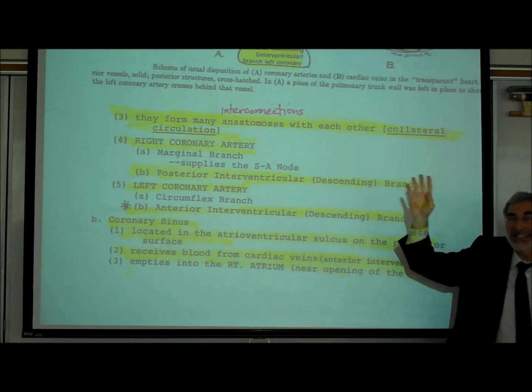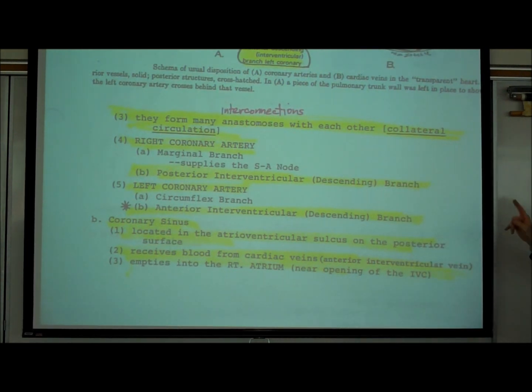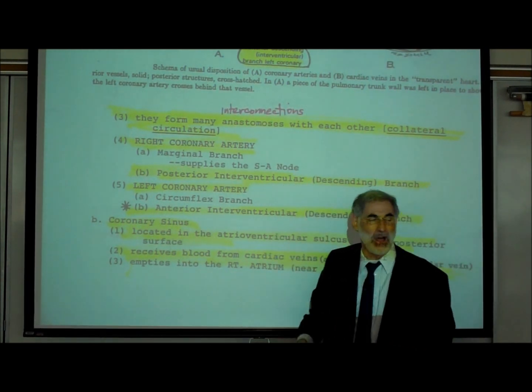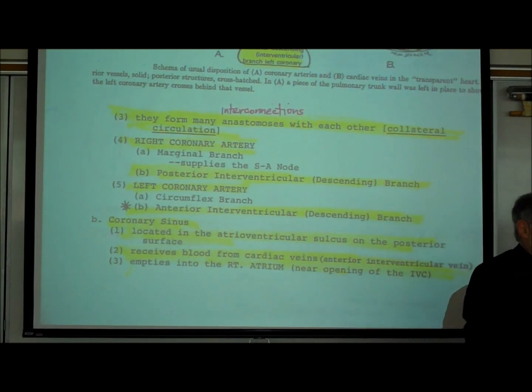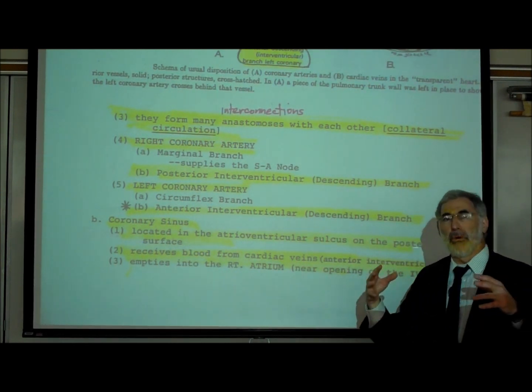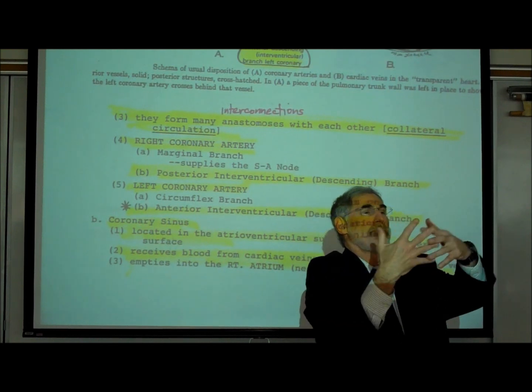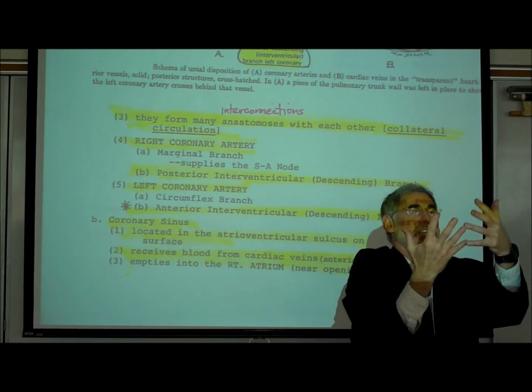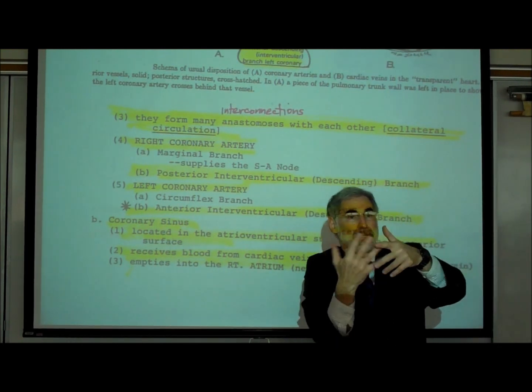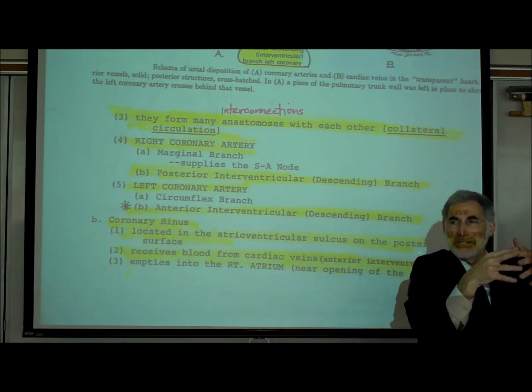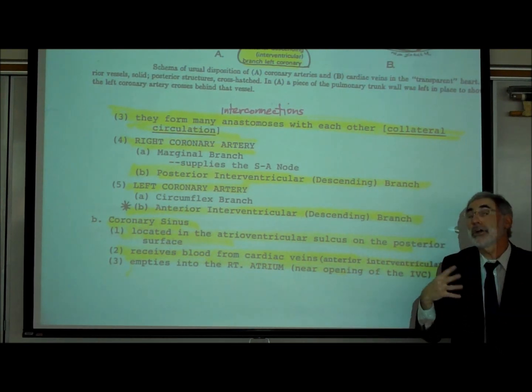This is also known as collateral circulation. And yes, I want you to know that. I underlined it, collateral circulation. Now, it happens to be that the more collateral circulation, the more anastomoses, the more interconnections you have between these branches of the coronary vessels, the better off you are.